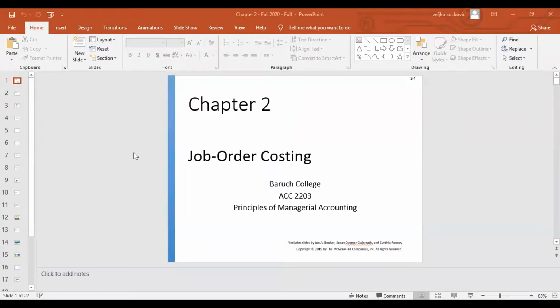Now we are getting into real kind of stuff, right? So in chapter 1, we went over some basic ideas and the tools, basically. We learned tools. Now we have to start looking into specific topics and apply those tools to some specific topics. For example, this topic is called job order costing.